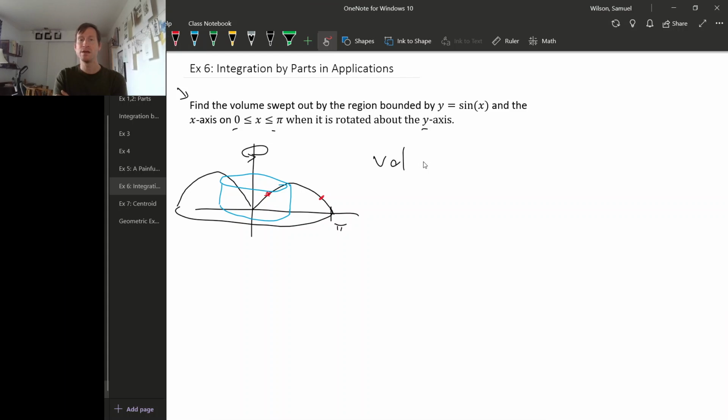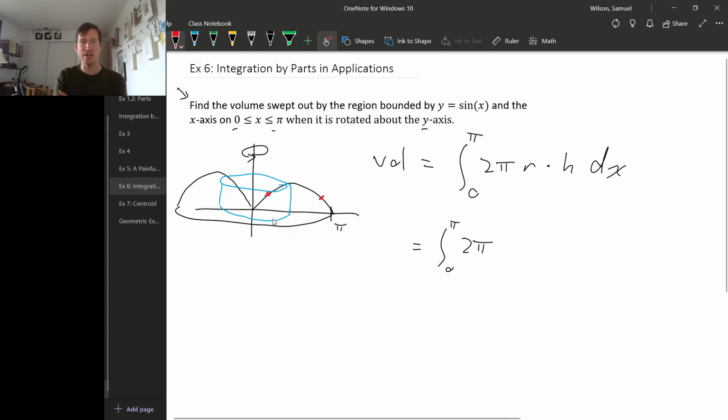So the volume is the integral of the circumference around the shell, so that's 2 pi times the radius of the shell, times the height of the shell, dx. Our bounds are going to be from 0 to pi. So integral from 0 to pi of 2 pi times the radius of this shell. And the radius of this shell is this red distance, but that's just x. So the radius is x, and the height of this shell is the graph. So it's the top minus the bottom, so sine of x minus 0, that's sine of x dx.